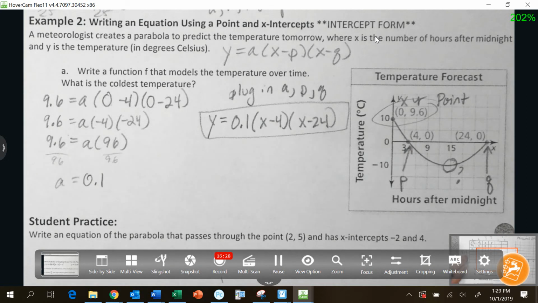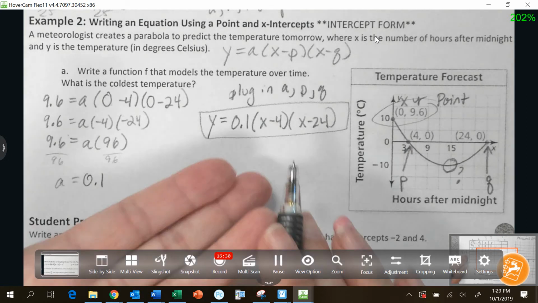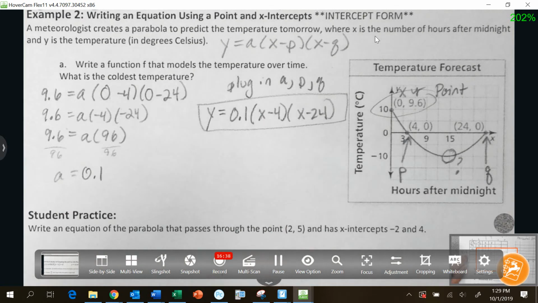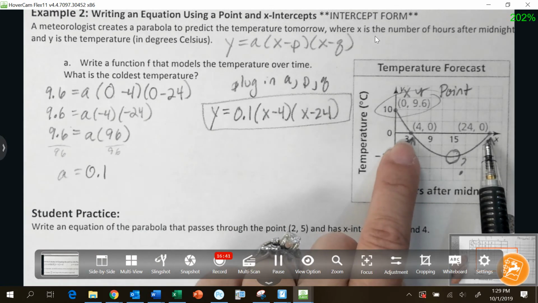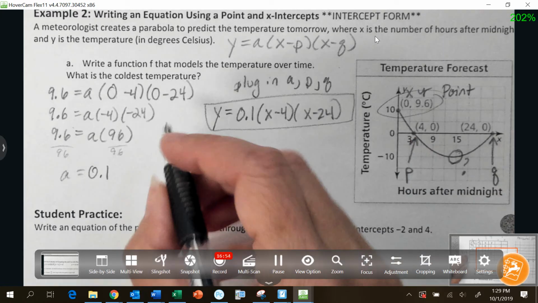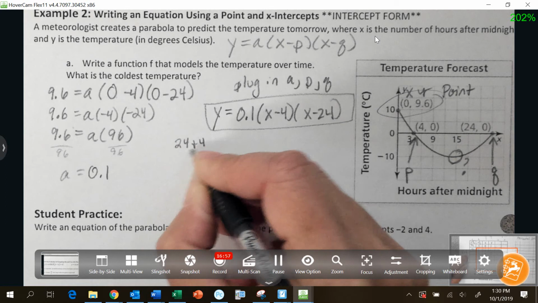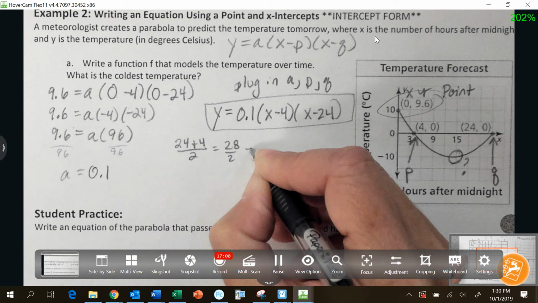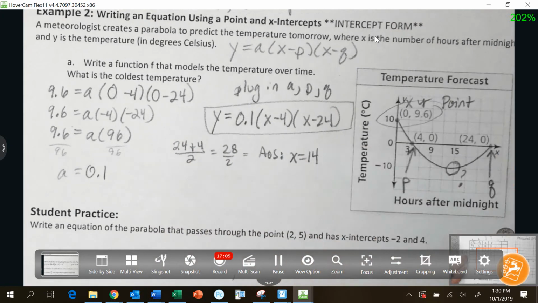So let's go back to, this is on the quiz tomorrow. Find the vertex. Well, setting them equal to 0 is how we find the x-intercepts, and we already know the x-intercepts. Find our axis of symmetry. How do we find it from this? Average them. So 24 plus 4 is 28, divided by 2. So our axis of symmetry is x equals 14.